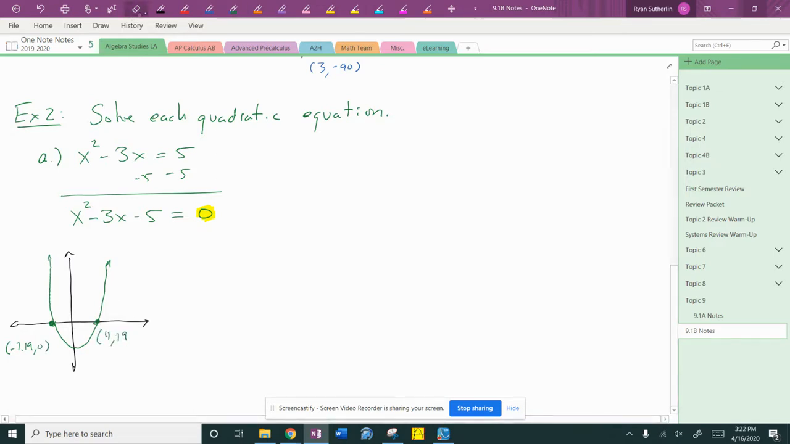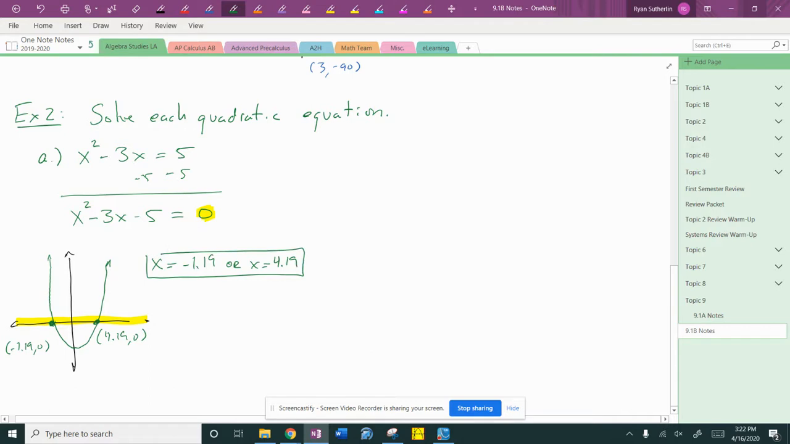And what that does is that tells us the solutions to this equation. That tells us when these are equal to 0, because when it's equal to 0, that's our x-axis. So clean this up here, 4.19 comma 0. So my solutions are x equals negative 1.19 or x equals 4.19.